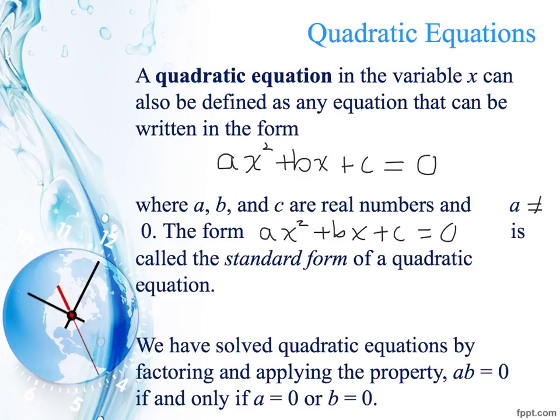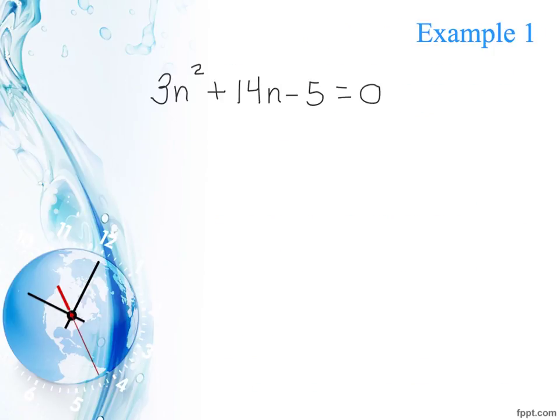Let's demonstrate that here. Example. So we're asking you to solve the equation 3n squared plus 14n minus 5 equals 0. And you can already see that that equation is in standard form. And so if we wanted to try to solve this by factoring, we'd want to find factors of negative 15, because 3 times negative 5 is negative 15, that add up to 14.